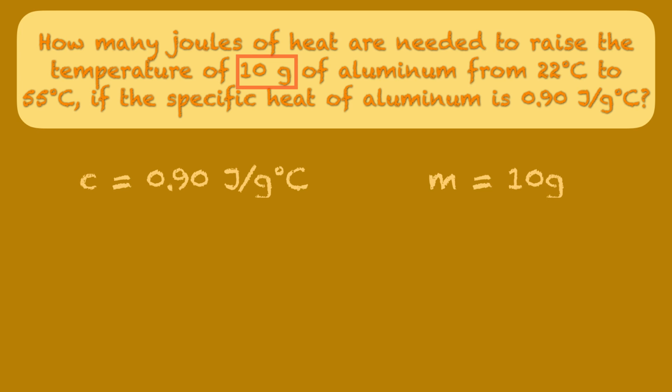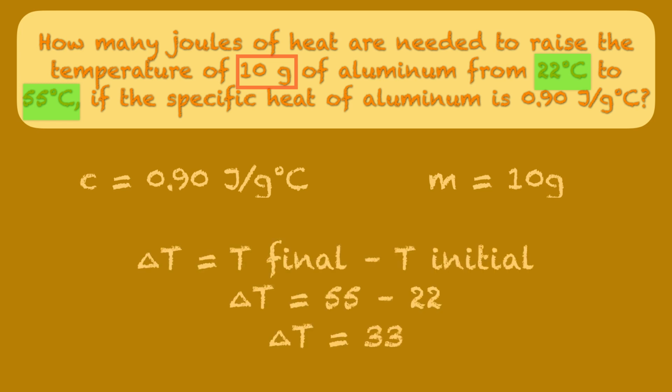How many degrees do we need to increase the temperature of the aluminum? In order to know, we'll calculate delta T, which is T final minus T initial. In this case, delta T equals 55 minus 22. It will be equal to 33 degrees Celsius.